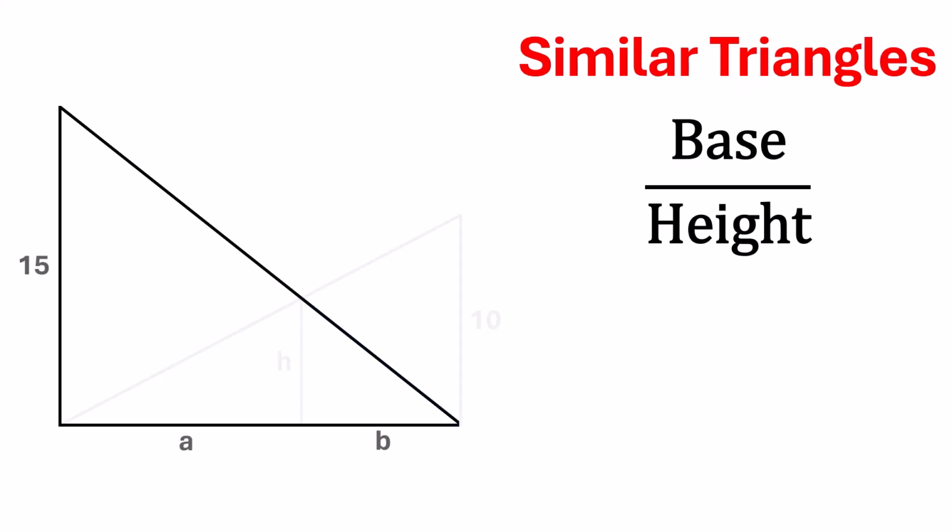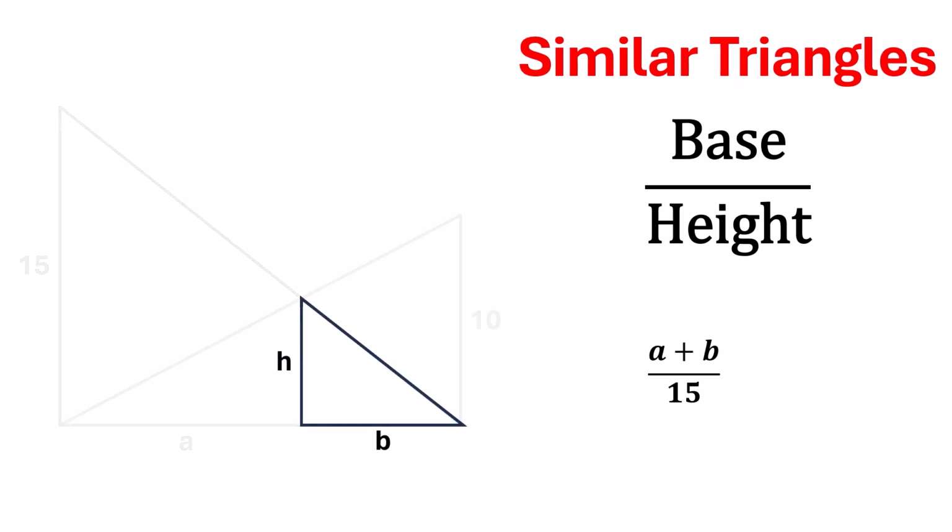This means the ratio of base to height in the larger triangle is (A + B)/15. And in the smaller triangle, the ratio is B/H. Since the triangles are similar, these two ratios must be equal.